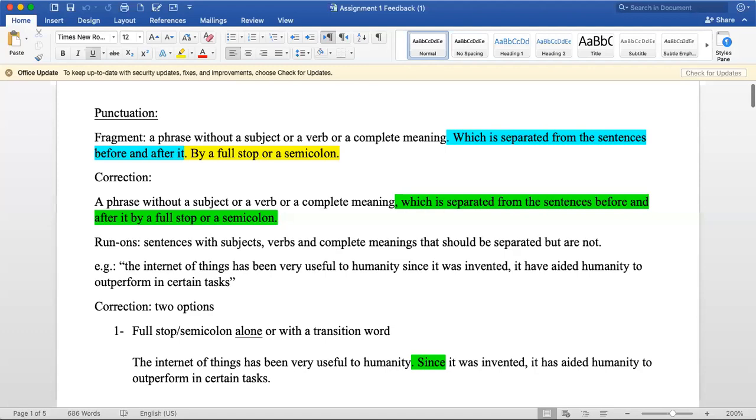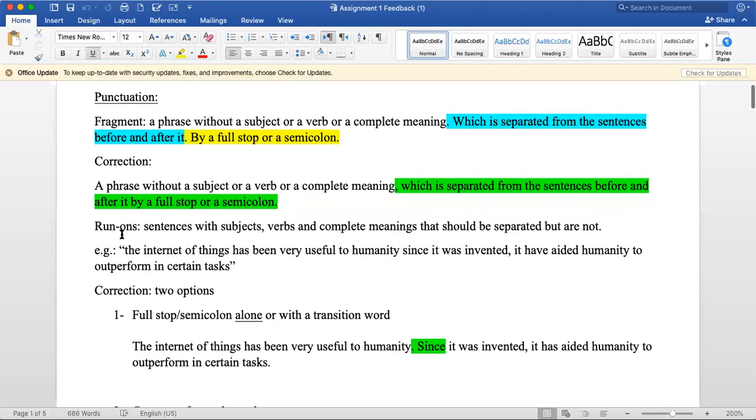So, punctuation. What were the most common punctuation mistakes that most of you made? The first problem we had was fragments. What is a fragment? It's an incomplete sentence. It's a sentence that doesn't have a subject, or doesn't have a verb, or doesn't have a complete meaning. How can we correct this mistake? By using a full stop or a semicolon. So a phrase without a subject or a verb or a complete meaning should be separated from the sentence before and after it by a full stop or a semicolon.